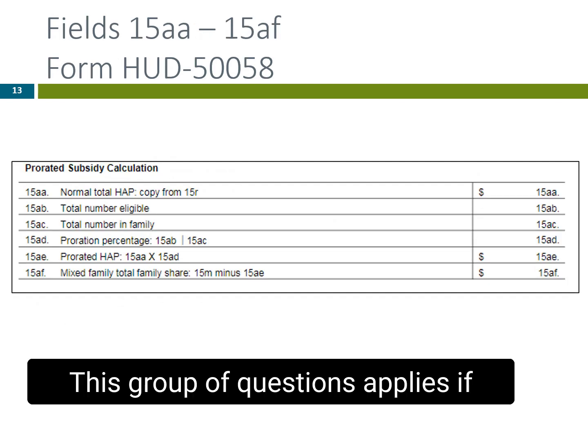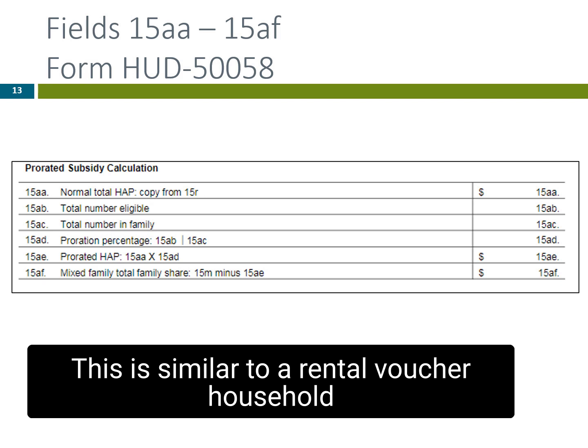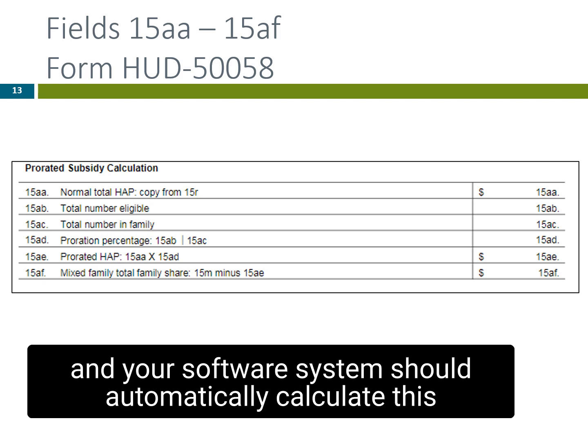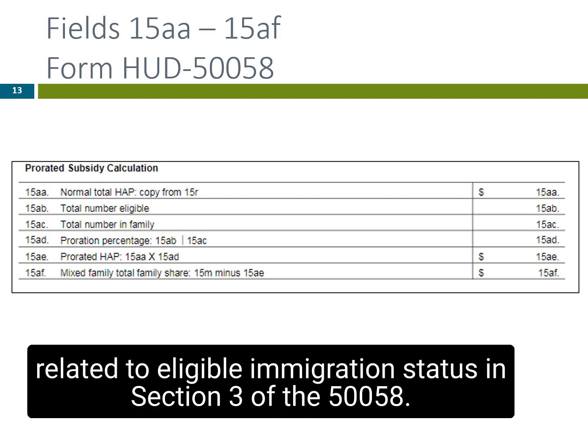This group of questions applies if you have a mixed household. This is similar to a rental voucher household, and your software system should automatically calculate this for you if you correctly answered the questions related to eligible immigration status in Section 3 of the 50058.